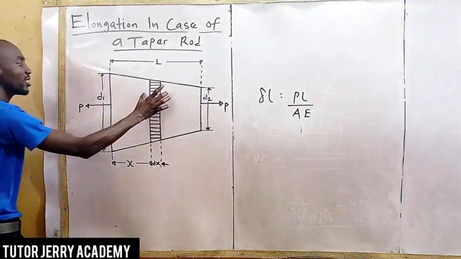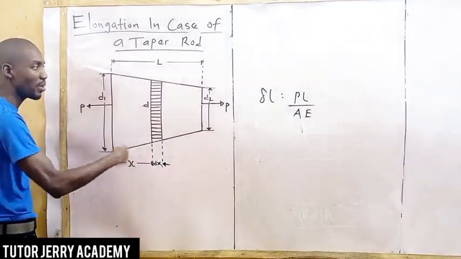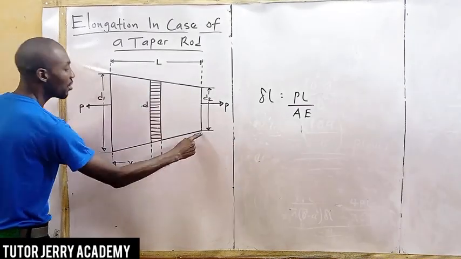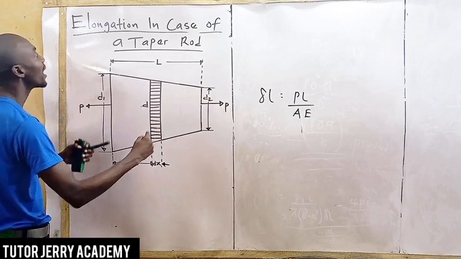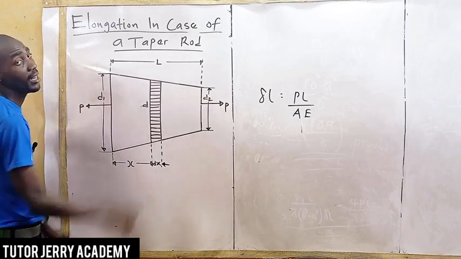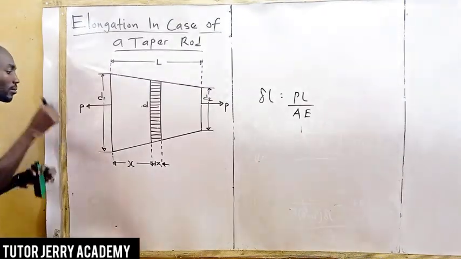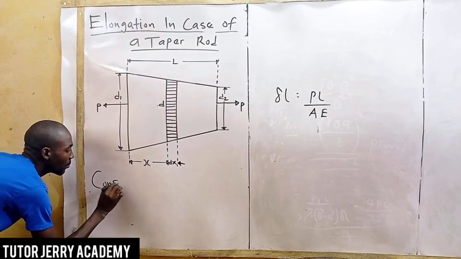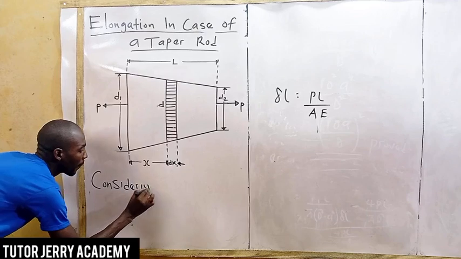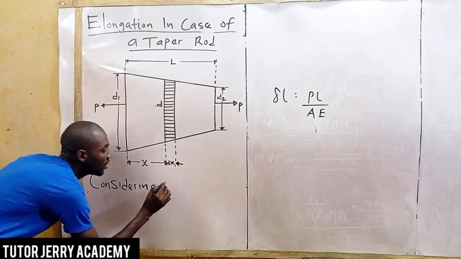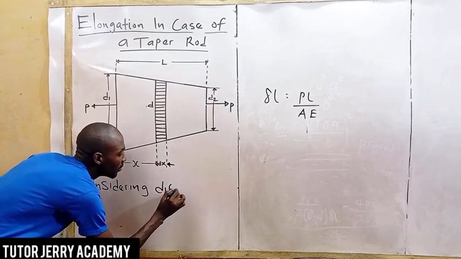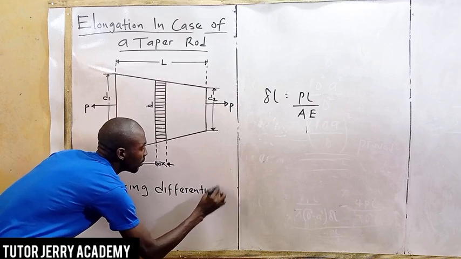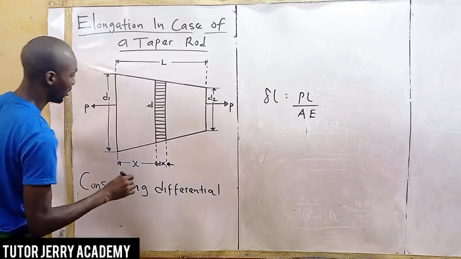So we are going to consider just this differential element. When we get the deformation, we integrate it. When we integrate from this point to this point, then we get the total elongation of this taper rod. All right, let's get started. Considering the differential element.